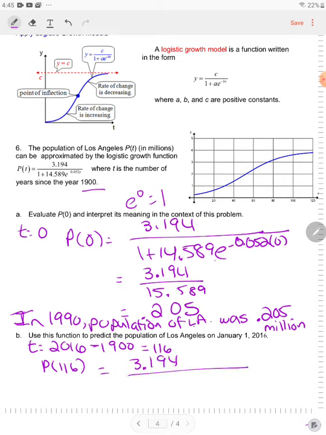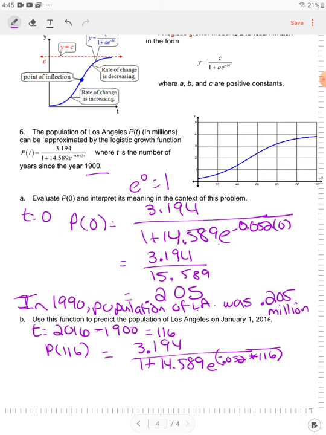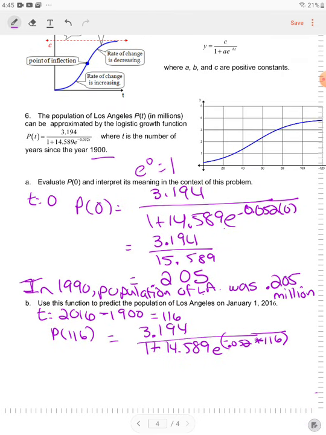3.194 divided by 1 plus 14.589 E, and this is negative 0.052 times 116. Now, I'd be really careful, especially if you have the 83. Make sure that goes into parentheses. And again, I usually do 2 steps. So let's see, we should have room here. Let me move this up a little bit. There we go. So I'm going to do the denominator. 1 plus 14.589 E to the negative 0.052 times 116. Okay, so we get this.